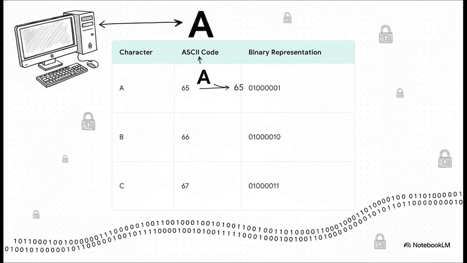The computer sees the letter A, looks it up in its ASCII dictionary to find the number 65, and then represents 65 with the binary code 01000001. It does this for every single character, every space, every punctuation mark, until your whole message is just one long string of ones and zeros.